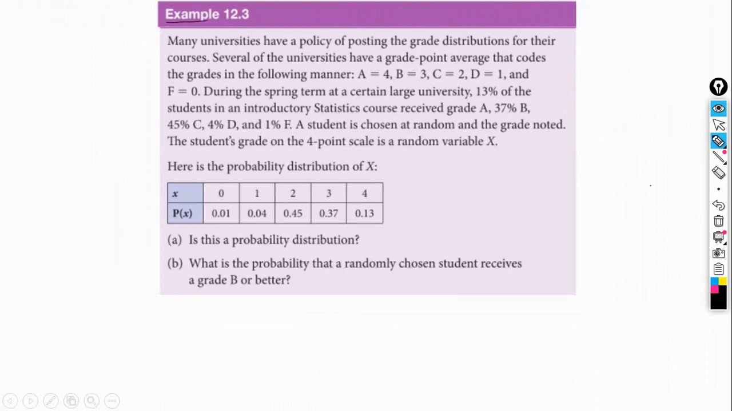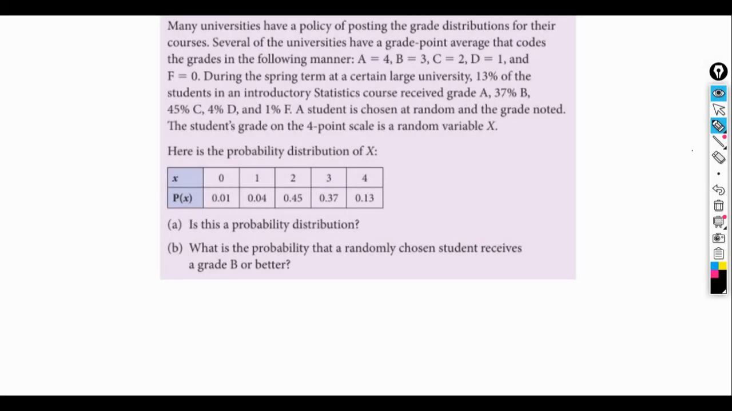We continue with example 12.3, and it says, many universities have a policy of posting the grade distributions for their courses. Several of the universities have a grade point average that codes the grades in the following manner. A is 4, B is 3, C is 2, D is 1, and F is 0. During the spring term at a certain large university, 13% of the students in an introductory statistics course received grade A, 37% B, 45% C, 4% D, and 1% F.